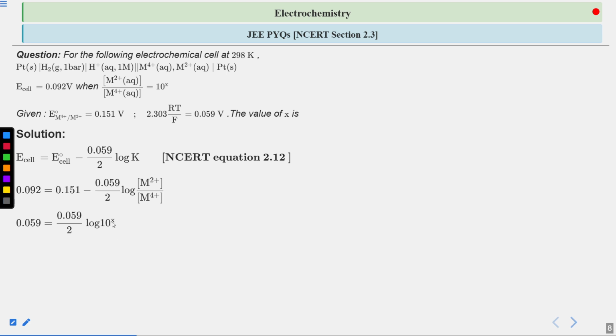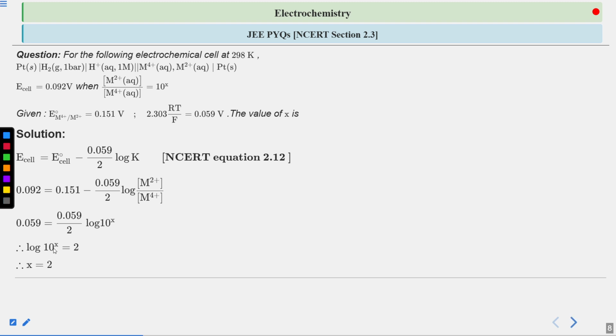Now we use here the log property, which says that log base 10 of m to the power n is equal to n multiplied by log base 10 of m. If something is in the power inside the log, it will come out in multiplication, if we are talking about log base 10. This is the property of the log. So we apply it here, and simplify the rest of the terms. The 0.059 cancels out, this 2 will go here. So log 10 to the power x is equal to 2.